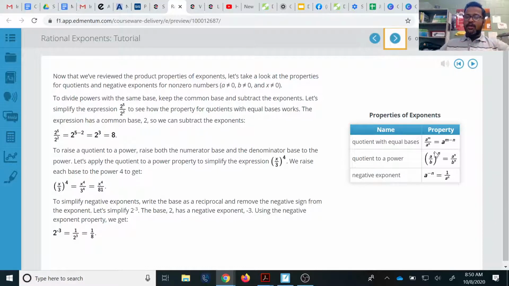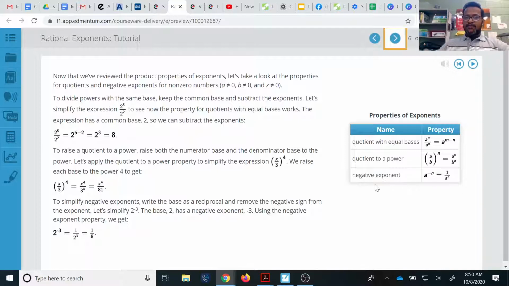I'm just reviewing the properties of exponents. Then quotient to a power, which means we have a fraction with bases at the top and the bottom, but the power is common to both terms. Then you just distribute the power to the numerator and the denominator. So a to the nth power over b to the nth power.